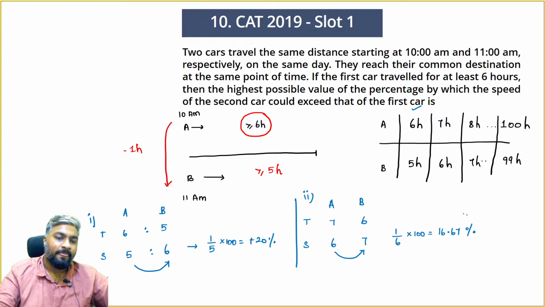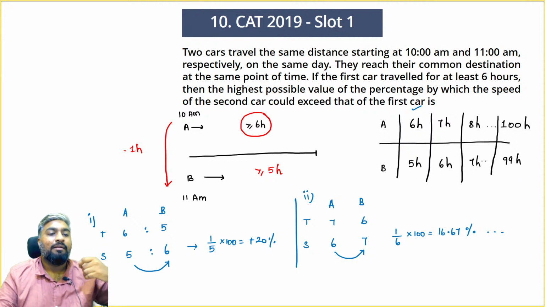Now what is happening, guys? Are you noticing? The more we go ahead, 8 to 7 will be 14.28%. Yes, 9 to 8 is going to be 12.5%. The percentage is decreasing. Yes or no? The percentage increase in the speed is dropping. It's not increasing, it's dropping.